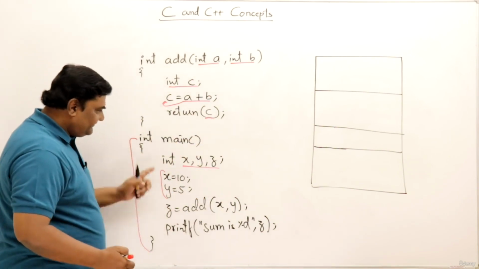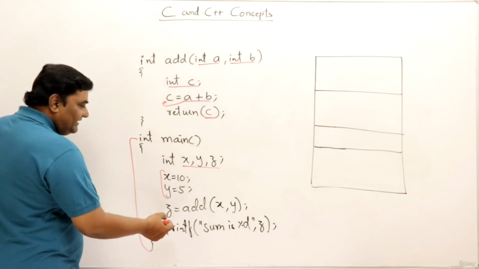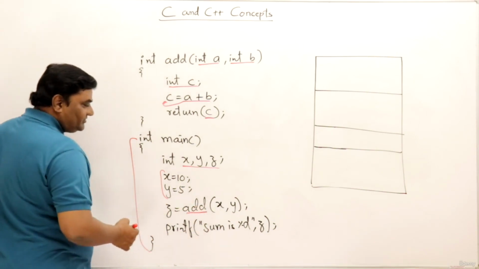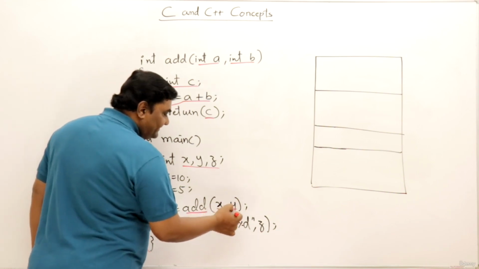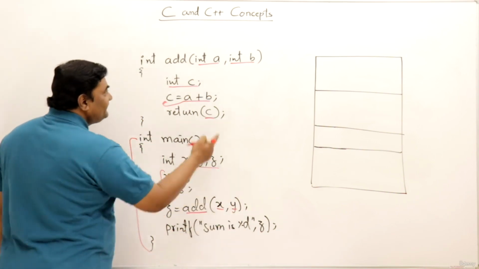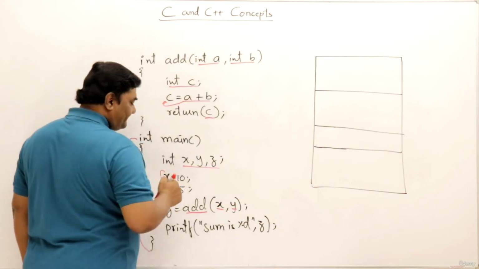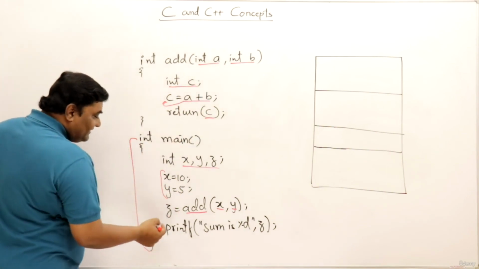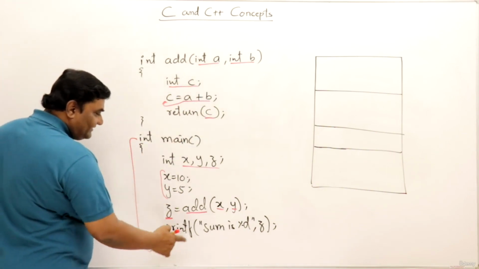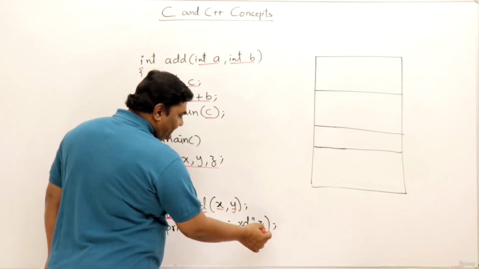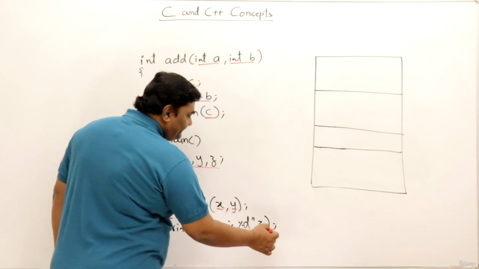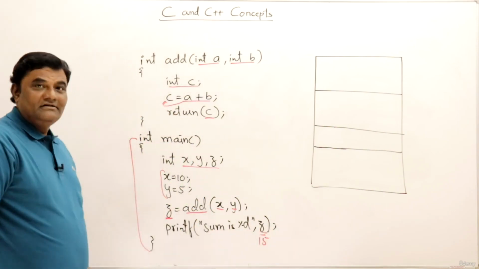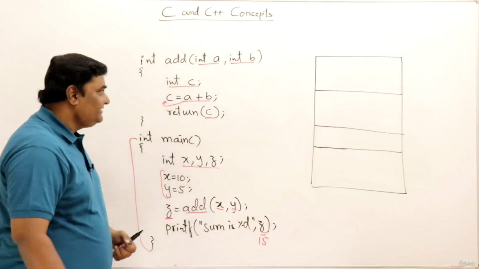So if we see in the main function, back to the main function, here I'm calling the add function. This is a function call, and I'm passing two parameters x and y. These values will go into a and b. It will add them and return the result. That result will come into this z, and then it will print this value z. So as per this example, it will print the value 15, right? Now let us learn some terminology.